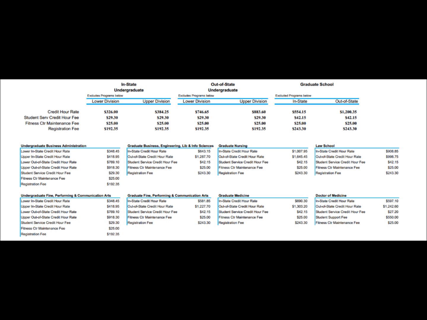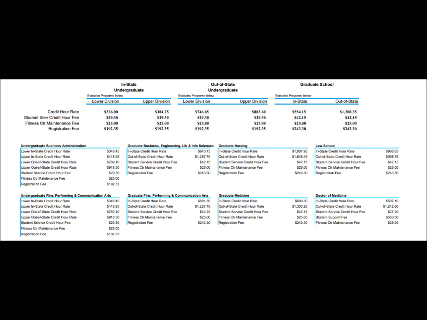What you're looking at now is a list of some of the financial information for students attending Wayne State University back in 2013. I want to bring your attention to the upper left corner. In-state undergraduate students taking lower division courses were paying an average of about $326 per credit hour, while students taking upper division classes were paying an average of about $384. If you look over to the right, you'll see that in-state graduate students were paying around $554.